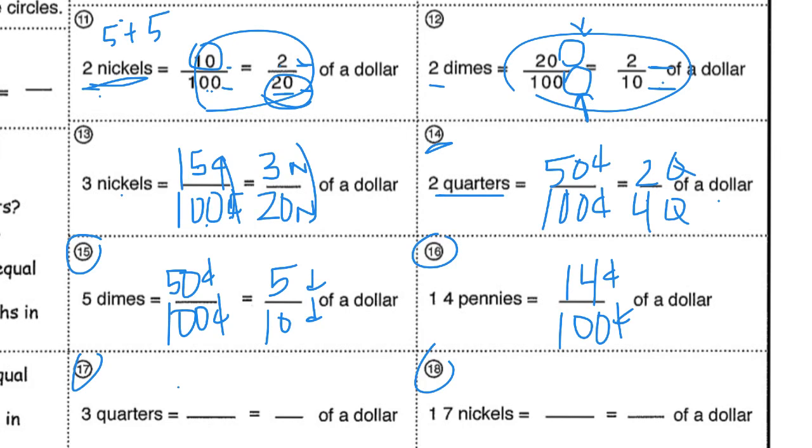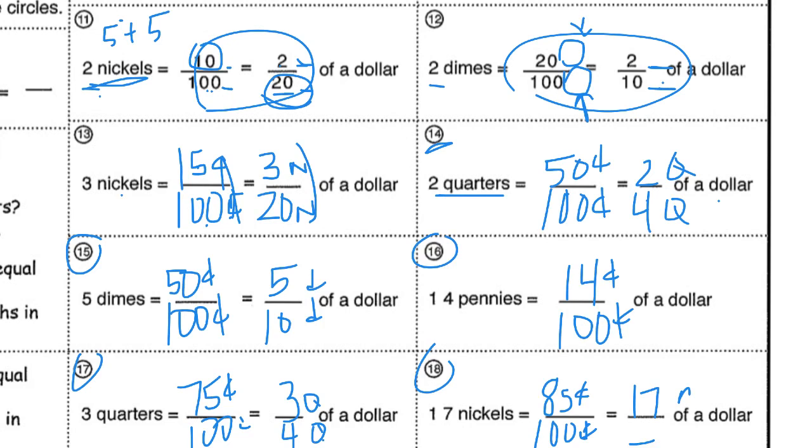3 quarters, that's 75 cents out of 100 cents that it takes to make a dollar, or 3 quarters out of 4 quarters that it takes to make a dollar. 75 hundredths or 3/4. 17 nickels is equal to, you had to probably count that out on your fingers. Let's see if you got it right. That would be 85 cents out of the 100 cents it takes to make a dollar. The other way to write this is 17 nickels out of 20 nickels that it takes to make a dollar.